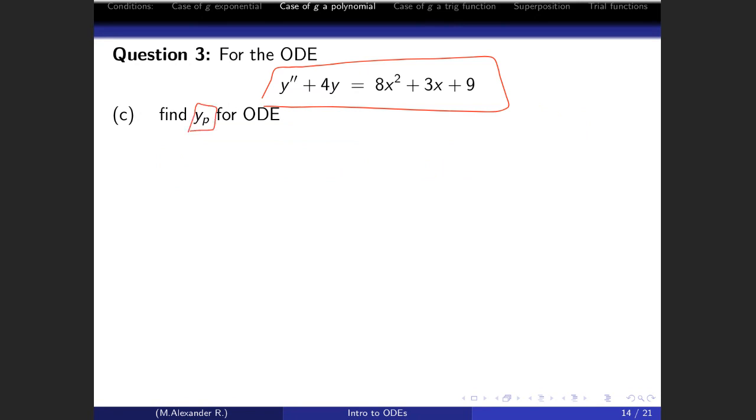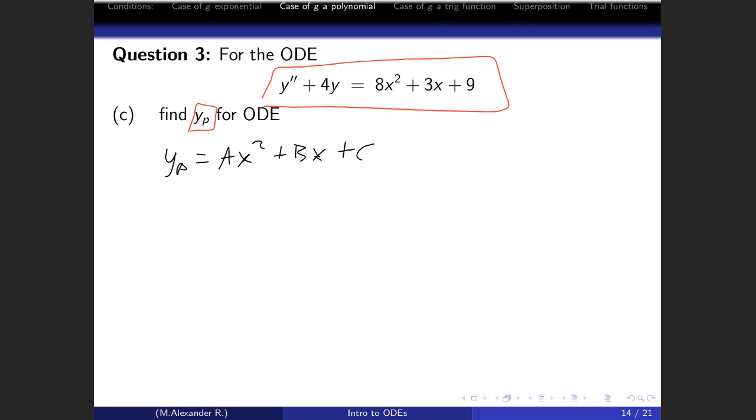Part C is asking us to find the particular solution to the differential equation. So here we are going to make a guess, and the guess that we are going to make is the following. We're going to guess that the particular solution is going to be a quadratic function, so yp equals ax squared plus bx plus c. Then we have to find the derivative.